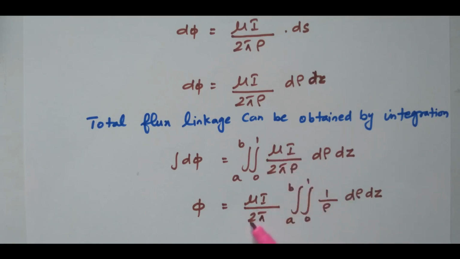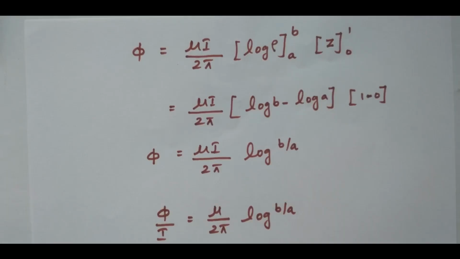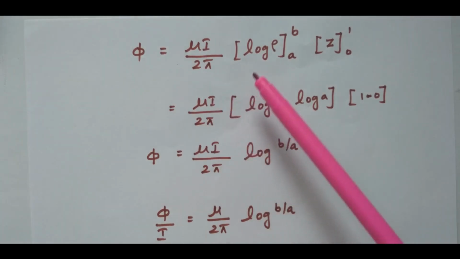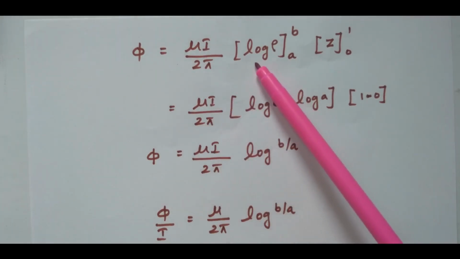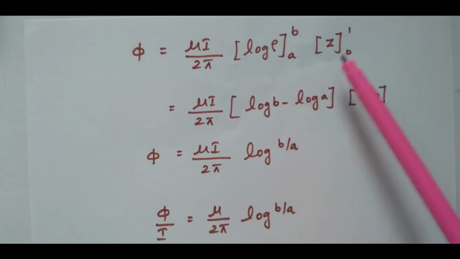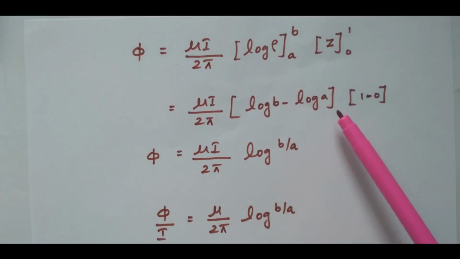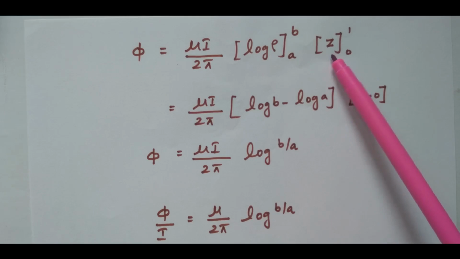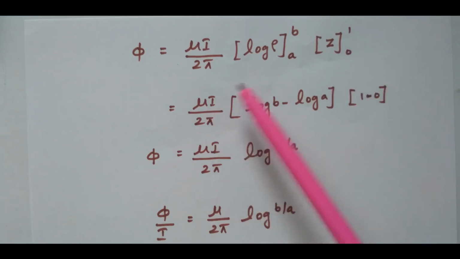Now, mu I divided by 2 pi is constant. Only we have 1 by rho d rho into dz, right? With limits a to b and 0 to 1. Now, we can go for the integration of 1 by rho. So, phi equals mu I divided by 2 pi, which is constant. Integral of 1 by rho is log rho with limits a to b. Integral dz is z with limits 0 to 1, right? Now, we can substitute the limits.